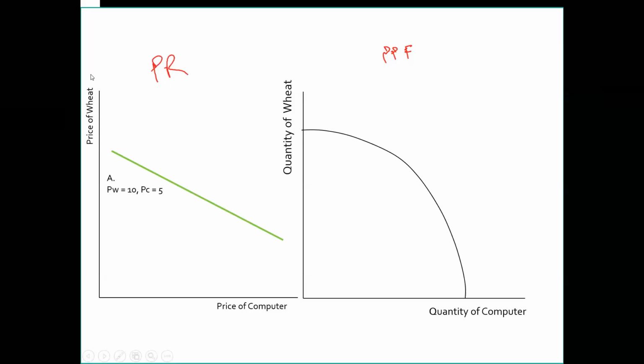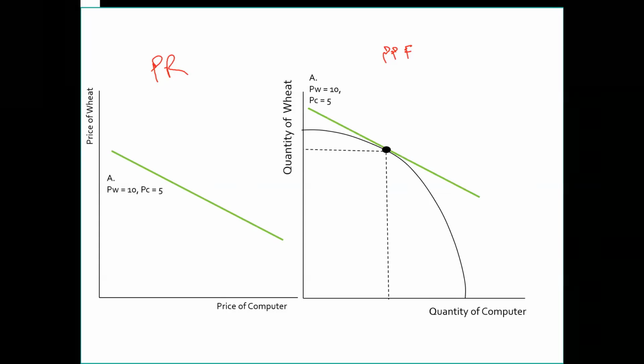So when the price of wheat is 10 and the price of computer is 5, wheat is expensive and computer is cheaper. So the line is flatter because wheat is expensive. So we move this line parallel and draw it on the PPF. So we found a point.